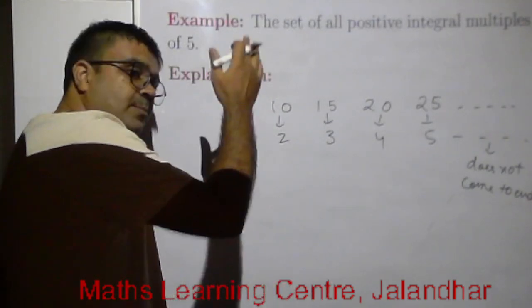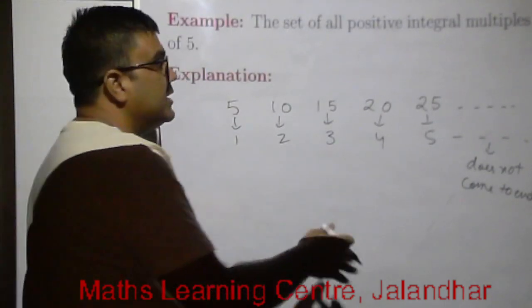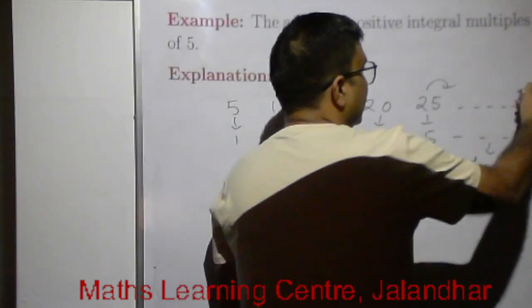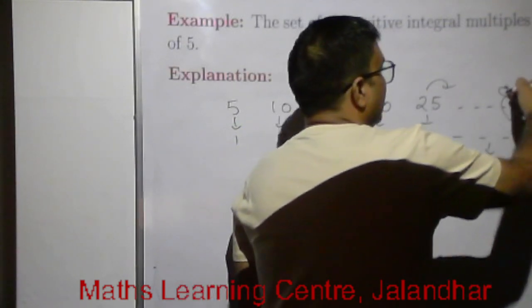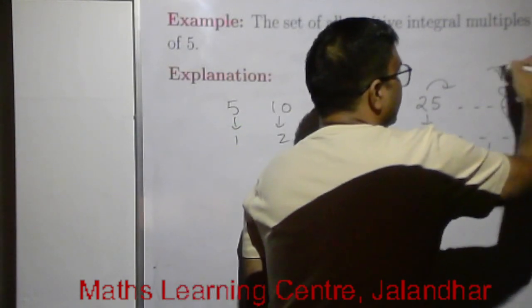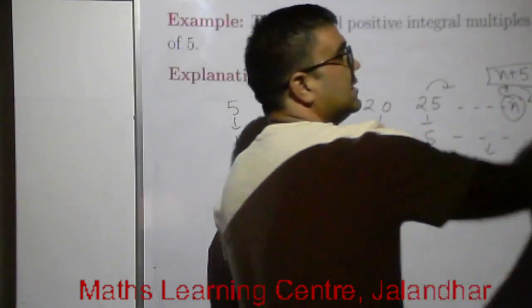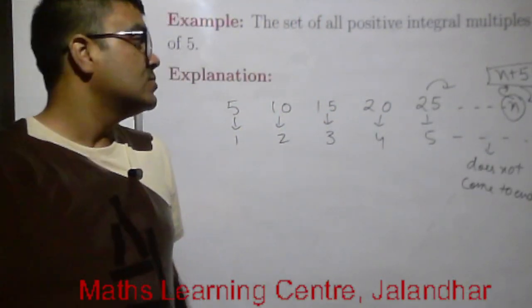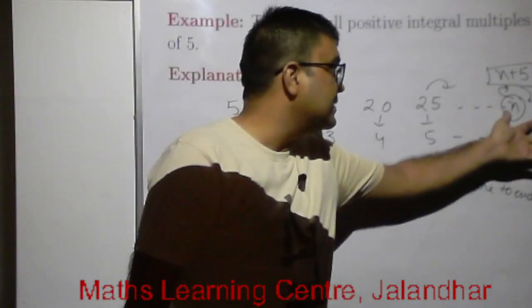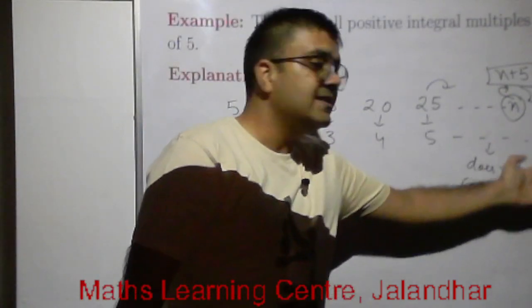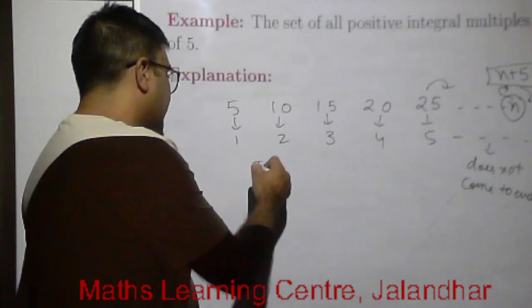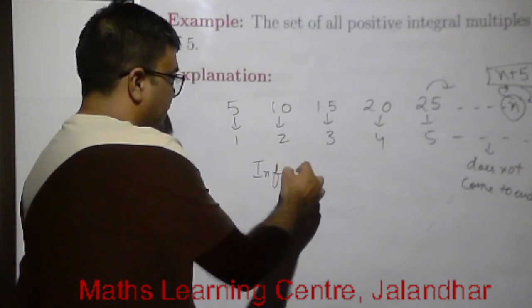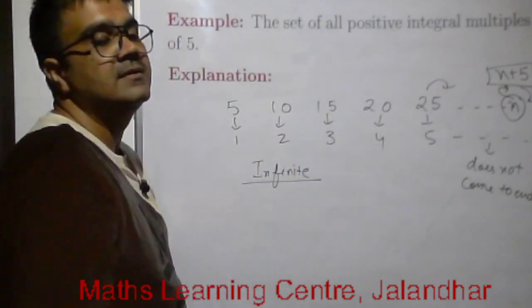In this case, the process of counting will never come to an end. We can always obtain, suppose I am saying some number n is there, I will always obtain another number n plus 5. That will be the next positive integral multiple of 5. So because the process of counting doesn't come to an end, we are saying this set is an infinite set.